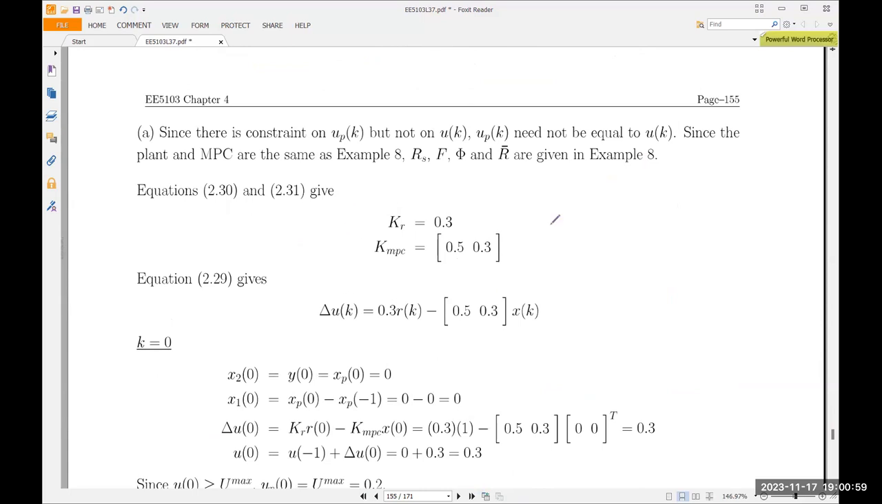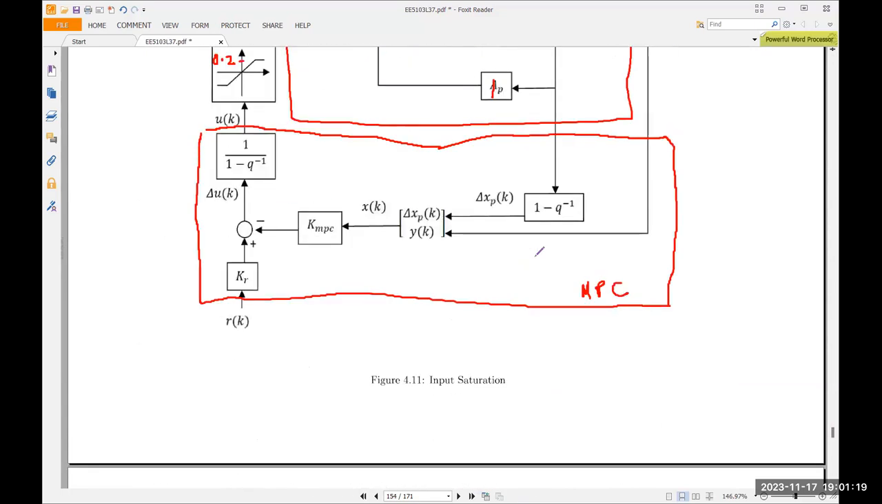Okay, so you go and take all the RS, F, phi, R bar in example 8. Then you stick them inside here, and you will get KR is 0.5 and KMPC is 0.5, 0.5 and 0.3. In other words, inside here, this one is 0.5, this is 0.3, and this is 0.5, 0.3. All right, all this is taken from example 3.